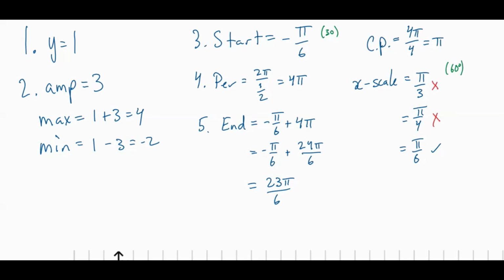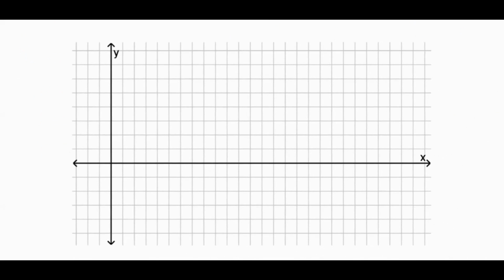So pi by 6 means 1, 2, 3, 4, 5, 6 takes me to pi. And that means 1, 2, 3 takes me to pi by 2. So I'm going to label it like that every 3. So 4 pi by 2 is 2 pi. You are supposed to label it appropriately. And 4 pi is far enough that it takes me past my last point, so I can stop there. And I think I'm going to count every 2. But if you did every 1, that would be fine as well. So like that.